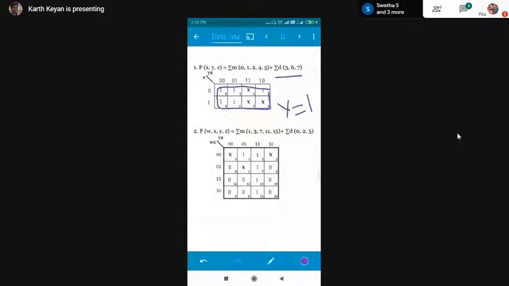We have to put don't care, which sometimes acts as 1 and sometimes acts as 0. If we go for the product of sums, it acts as 0. If we go for the sum of products, it acts as 1. Okay. 0 is a don't care. Next, 2 is a don't care. Next, 5 is a don't care.